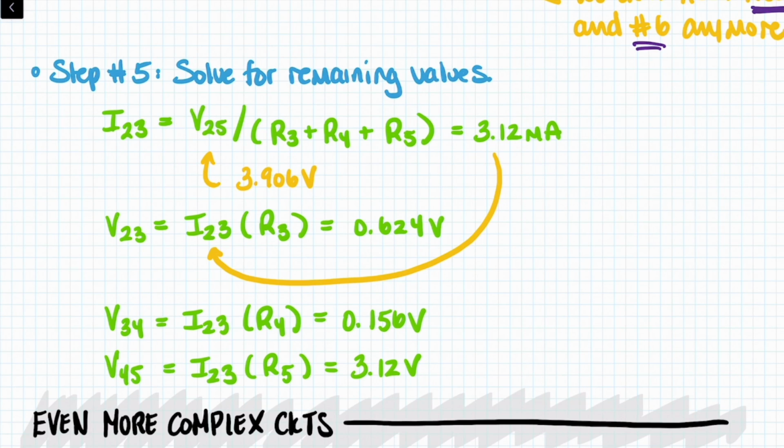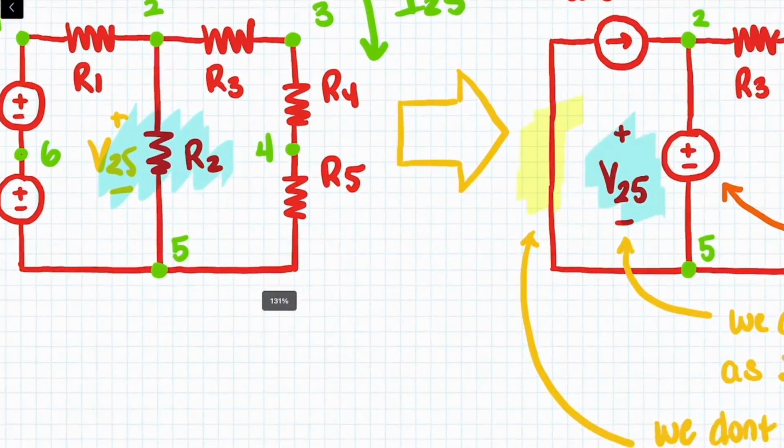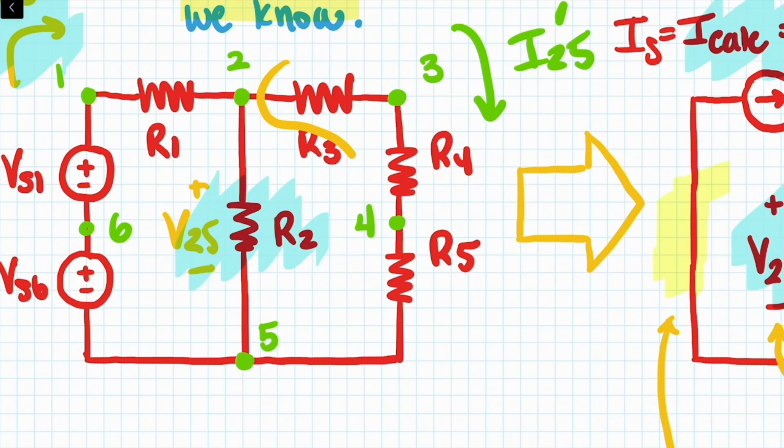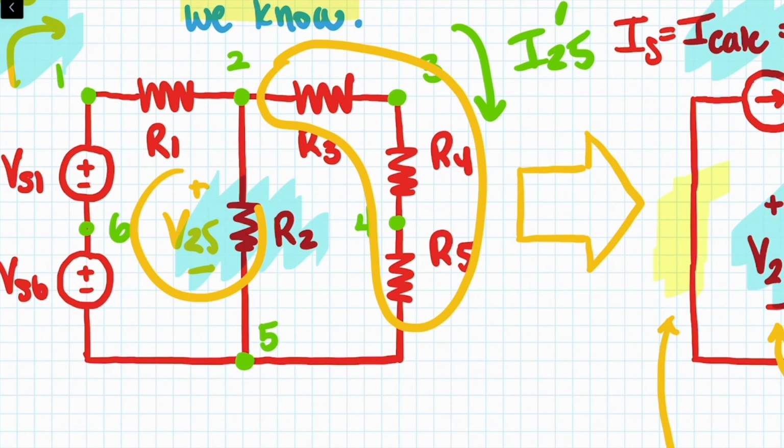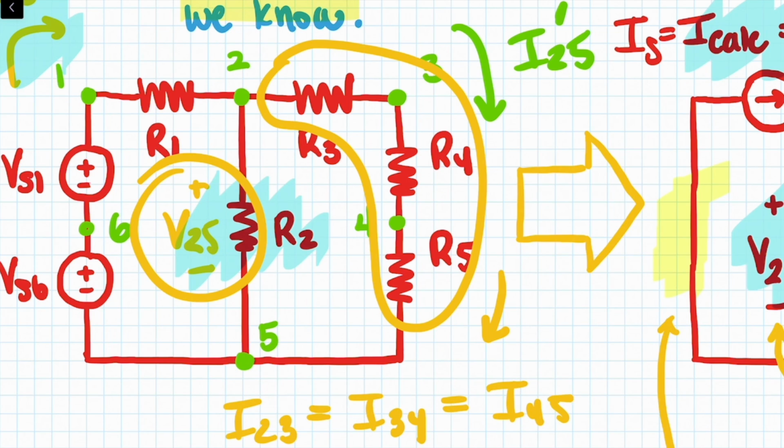Then the remaining steps are relatively straightforward. We know what V25 is, and we know what the combined resistance of all three of these elements is, and that allows us to calculate I23. This makes sense, right? Because if we take a look, we have three resistors. We know the voltage across them, so therefore we can calculate the current flowing through them, and that is I23 is equal to I34 is equal to I45, right? The current through all three of those elements will be equal as dictated by KCL.